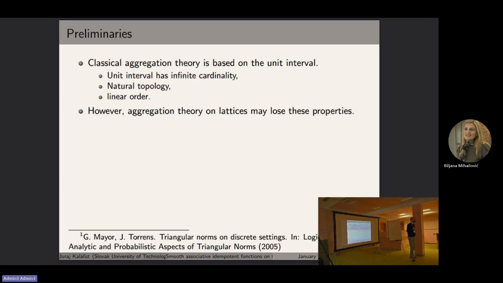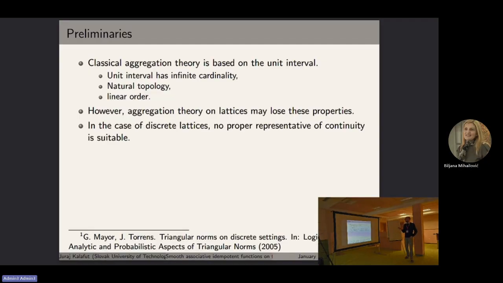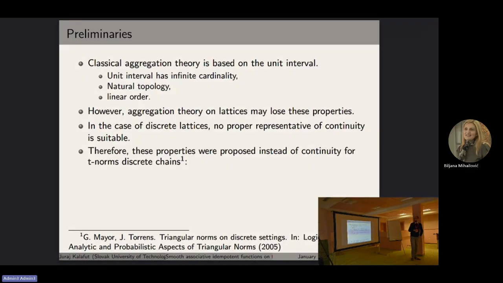So naturally, we have to develop other tools and other approaches how to deal with this. And first of all, the problem is the continuity, because we don't have a natural topology that is suitable for this case. And thankfully, this was already done by Mayor and Torrens in 2005 in this paper for triangular norms.